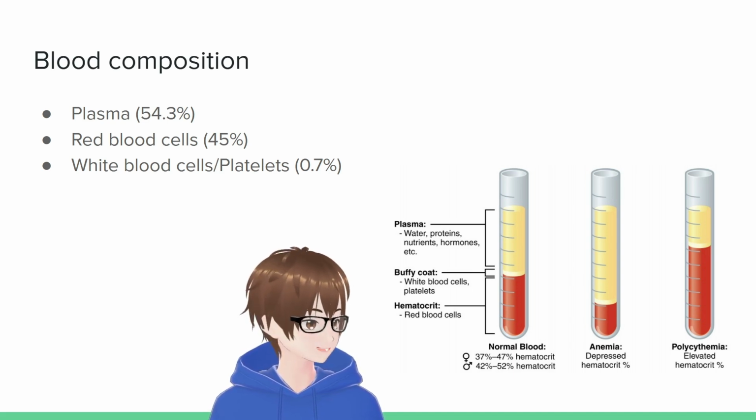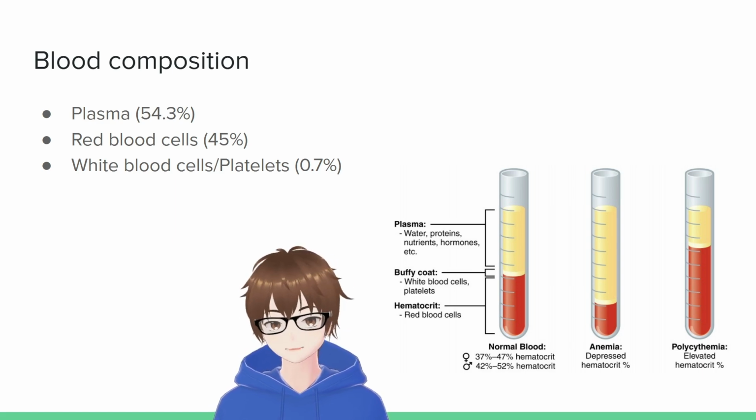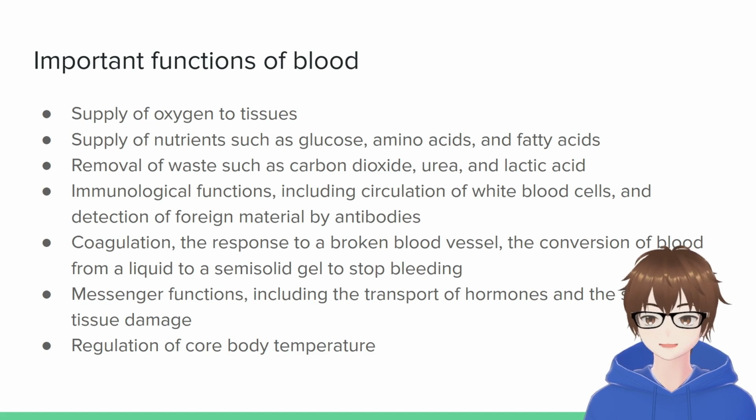Then we also have here anemia and another type I don't know for sure of. But anyways, you can see in anemia there is much more plasma than there are red blood cells, because they don't have as many red blood cells. Pretty easy. Okay, then we have some important functions of blood.